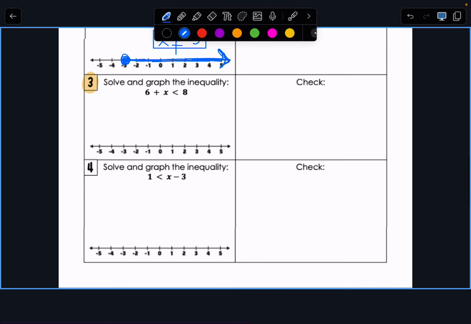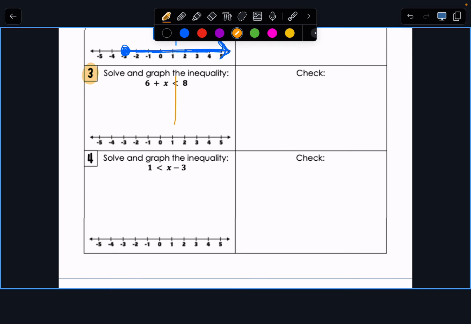So then in number 3, Macy, what did you do to both sides? Subtracted. Macy subtracted 6 to undo the addition, and she got x is less than 2. Do you agree? Yes.